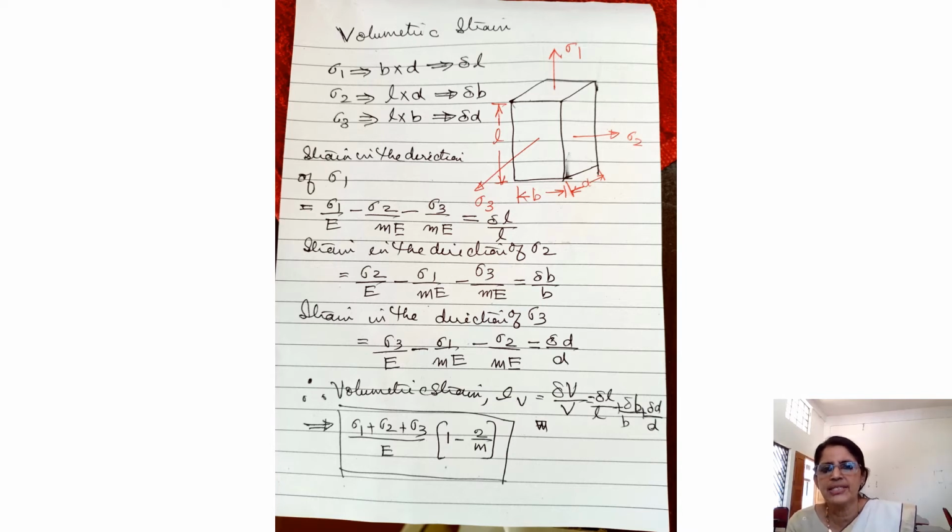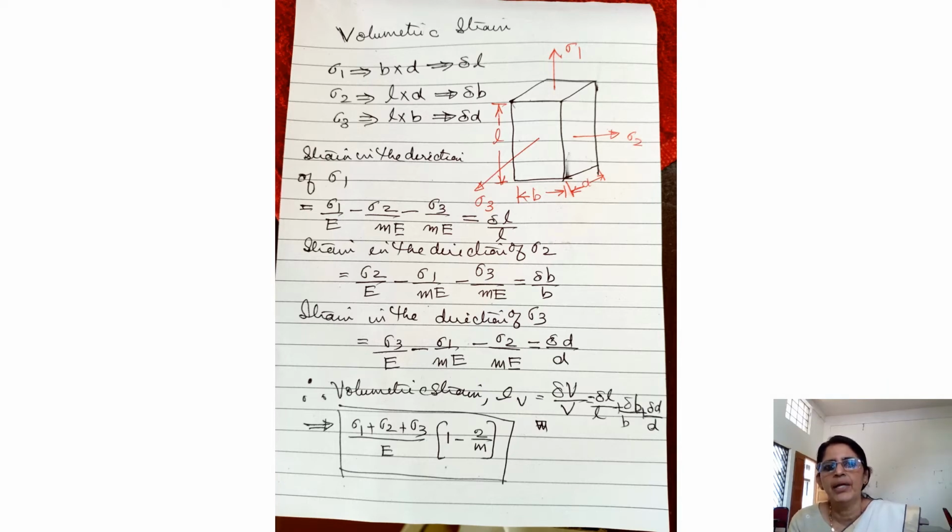As you can examine here, when you take sigma 1, what happens is sigma 1 is pulling like this. So this dimension L is going to increase. So I have taken strain in the direction of sigma 1. Sigma 1 by capital E is the direct strain.